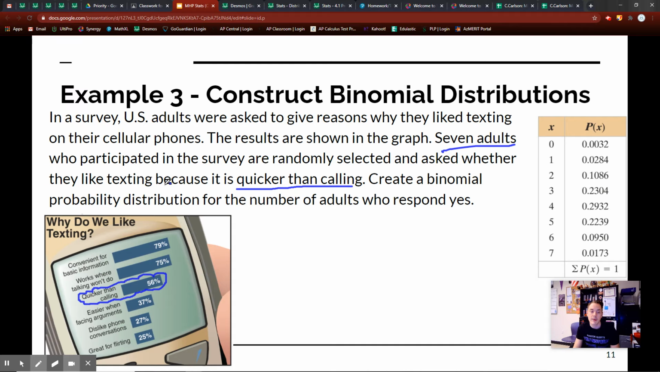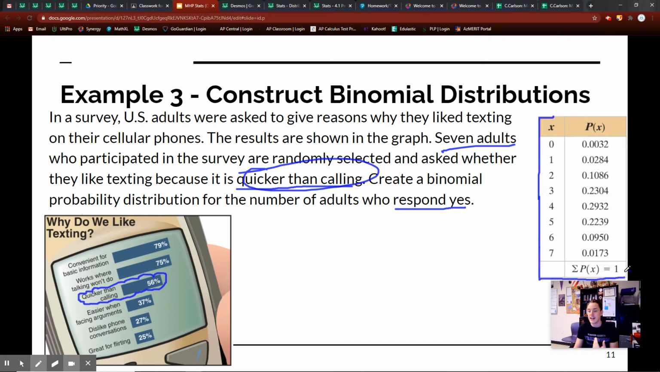Okay? Create a binomial distribution for the number of adults who respond yes, they do think it's quicker than calling. Okay, so I'm only going to do a couple of these, but I'm going to show you what it will look like. When I want to make a distribution, I have to do the whole thing. So what I just did before was I just did a couple of probability things. I didn't actually do a whole chart. Now you would make a chart. Now the chart's already done here. Isn't that nice?